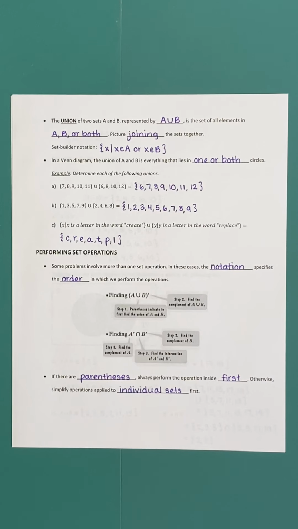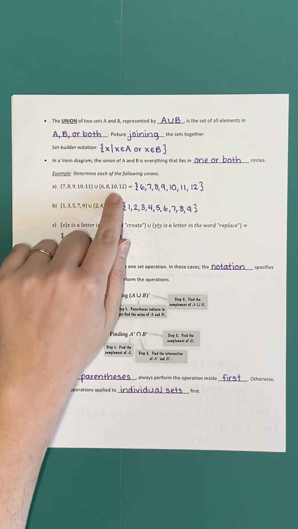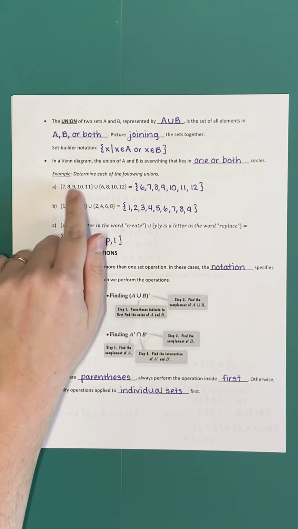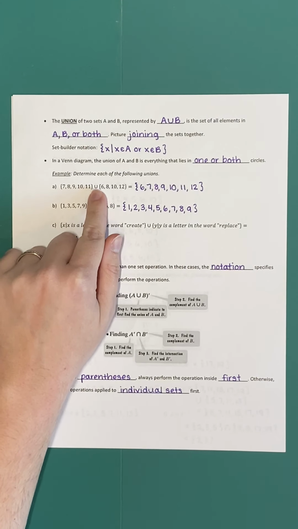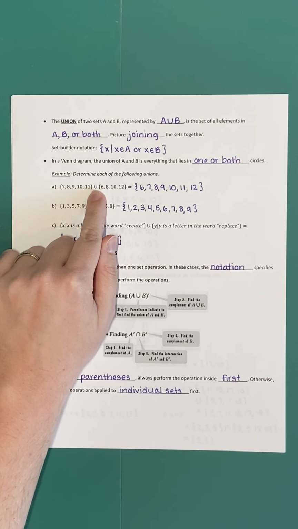Now, what if we have actual sets written out? Let's look at the same ones we looked at before. We took the intersection of these sets. Now let's take the union of these sets. So 7, 8, 9, 10, 11, and then 6, 8, 10, 12. I want to unite these sets together. In other words, combine them together into one bigger set that has all the contents that's in one or in both of them.